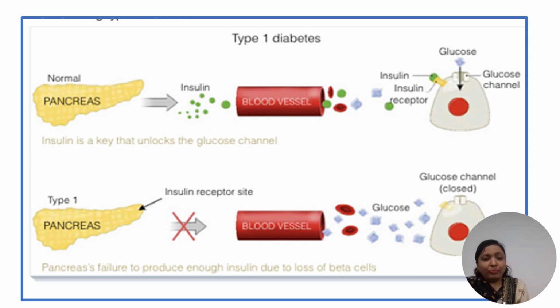What happens in type 1 diabetic patient? The pancreas is not producing enough insulin due to the loss of beta cells. So there is deficient insulin level in the blood vessels, ultimately leads to hyperglycemia and ultimately lead to the symptoms of polyuria, polyphagia, weight loss.